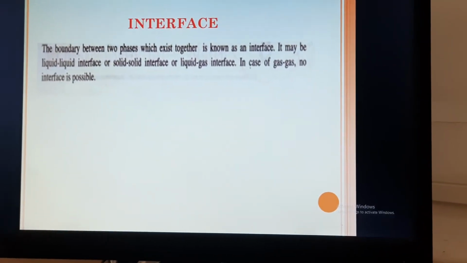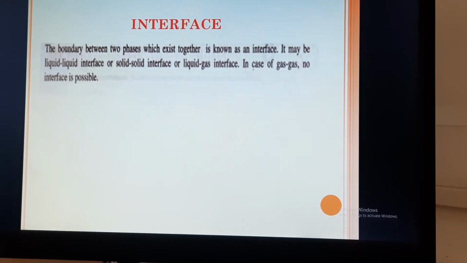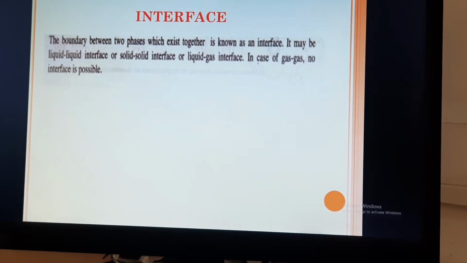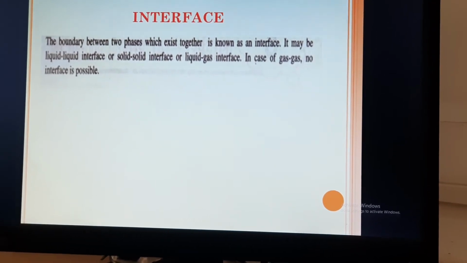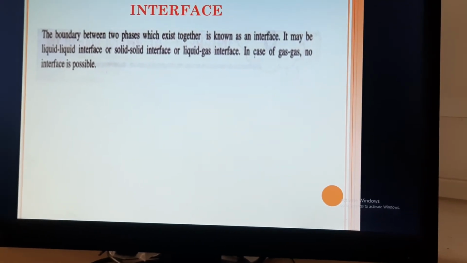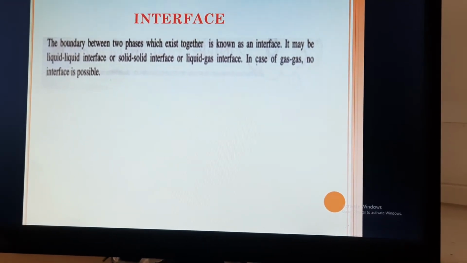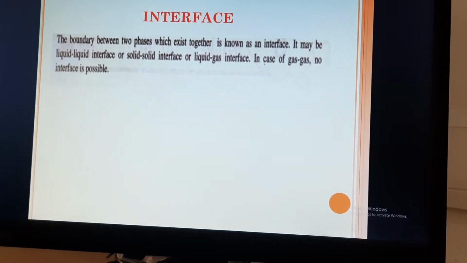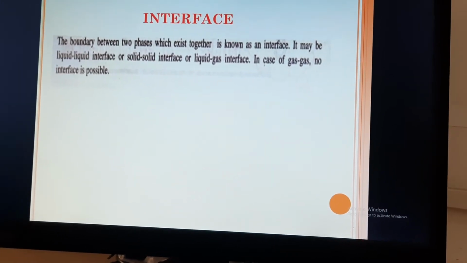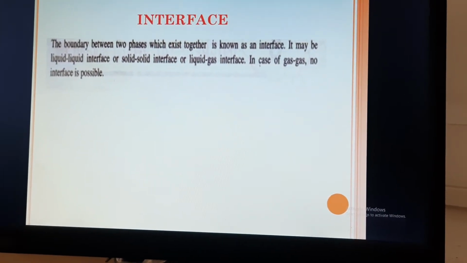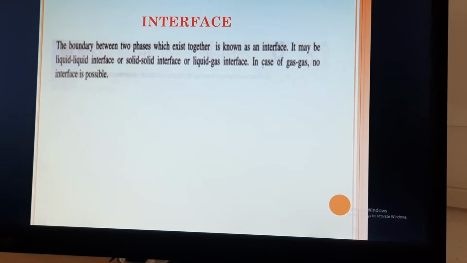Now, first of all we will discuss interface. What is interface? The boundary between two faces which exist together is known as interface. It may be liquid-liquid interface, or solid-solid interface, or liquid-gas interface. In some cases it's gas-gas, but in gas-gas no interface is possible. So interface is a boundary between two different faces.